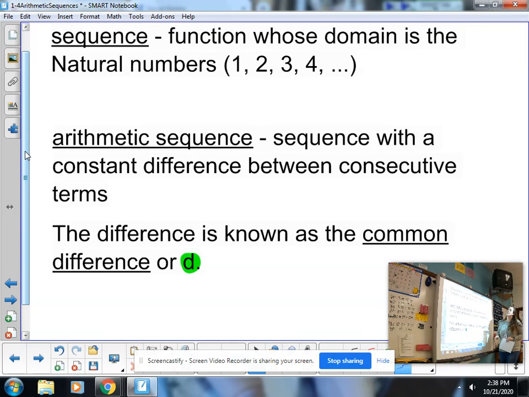Now, common difference doesn't always mean that we are subtracting. It just means that between each term in the sequence, you get the same value. So either you're consistently adding some number or you're consistently subtracting some number. It's the same number within your series of numbers. The difference we represent as a lowercase d, and you'll see that in the formulas that we use for this section.